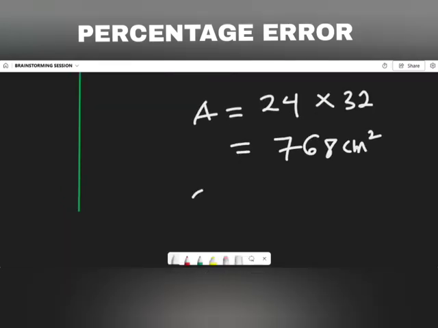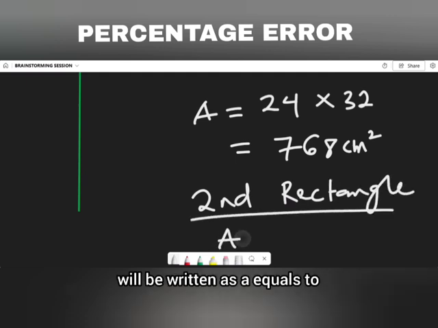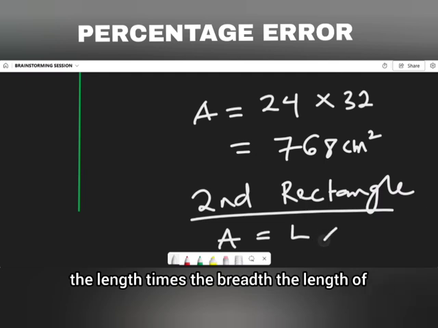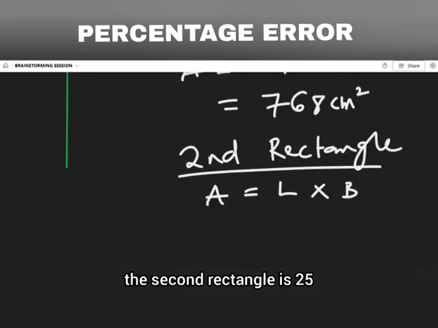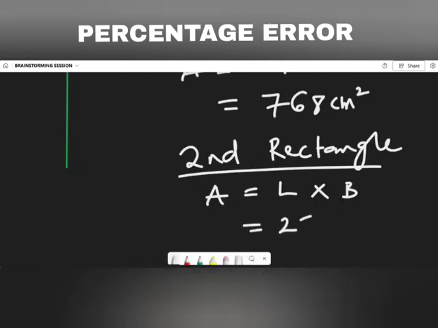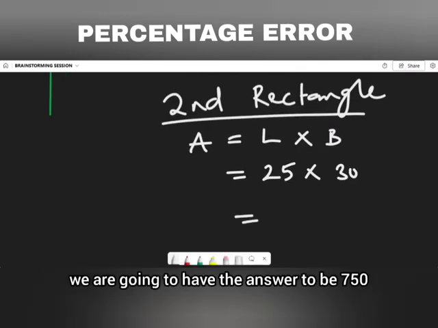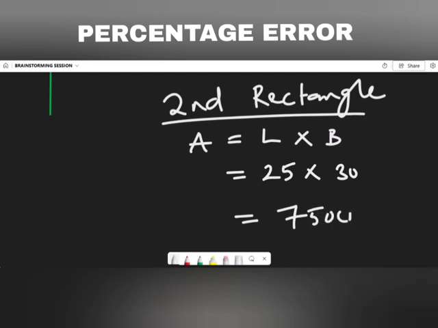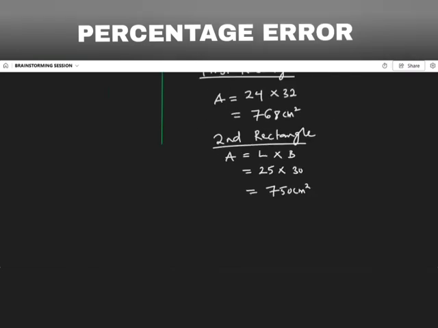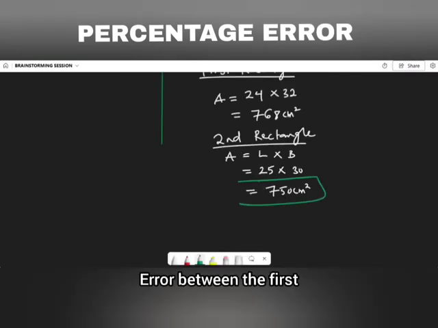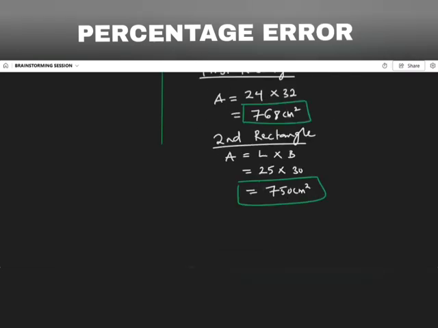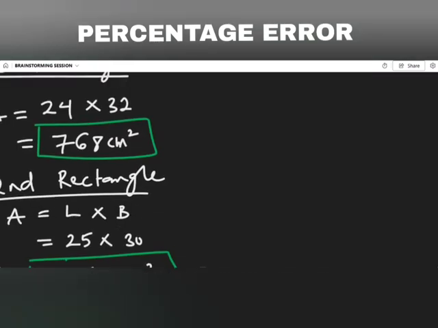For the second rectangle, the area will be written as A equals the length times the breadth. The length of the second rectangle is 25 multiplied by 30. With the help of a calculator, we are going to have the answer to be 750 centimeters squared. Now let's look at the error between the first and the second rectangle.